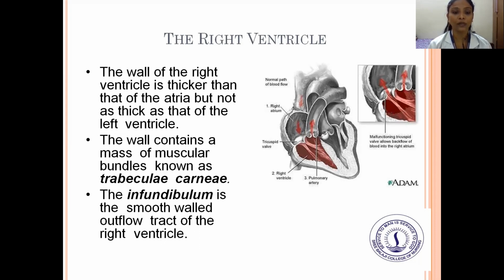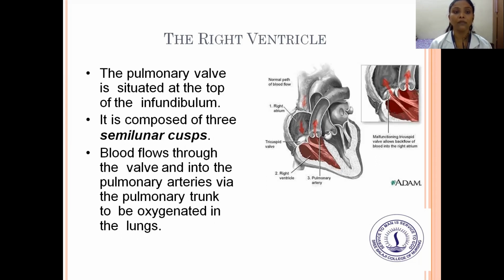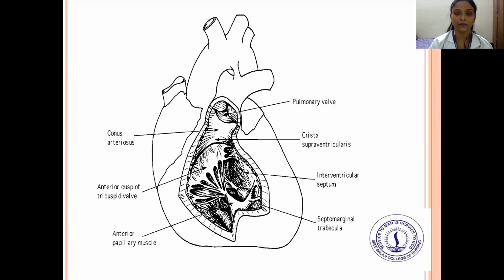And the wall of the right ventricle is thicker than that of the atrium, but not as thick as that of the left ventricle. The wall contains a mass of muscular bundles known as trabeculae carneae. The infundibulum is a smooth-walled outflow tract of the right ventricle. The pulmonary valve is situated at the top of the infundibulum. It is composed of three semilunar cusps. Blood flows through the valve and to the pulmonary arteries via the pulmonary trunk to be oxygenated in the lungs.